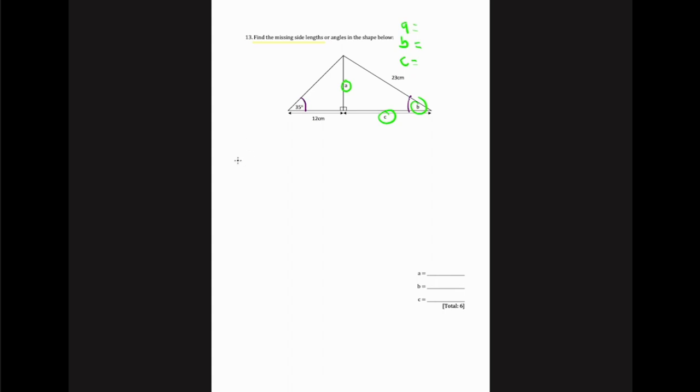So in here it's some trigonometry. So we have, this is the hypotenuse, and the one next to it must be the adjacent, and this the opposite.